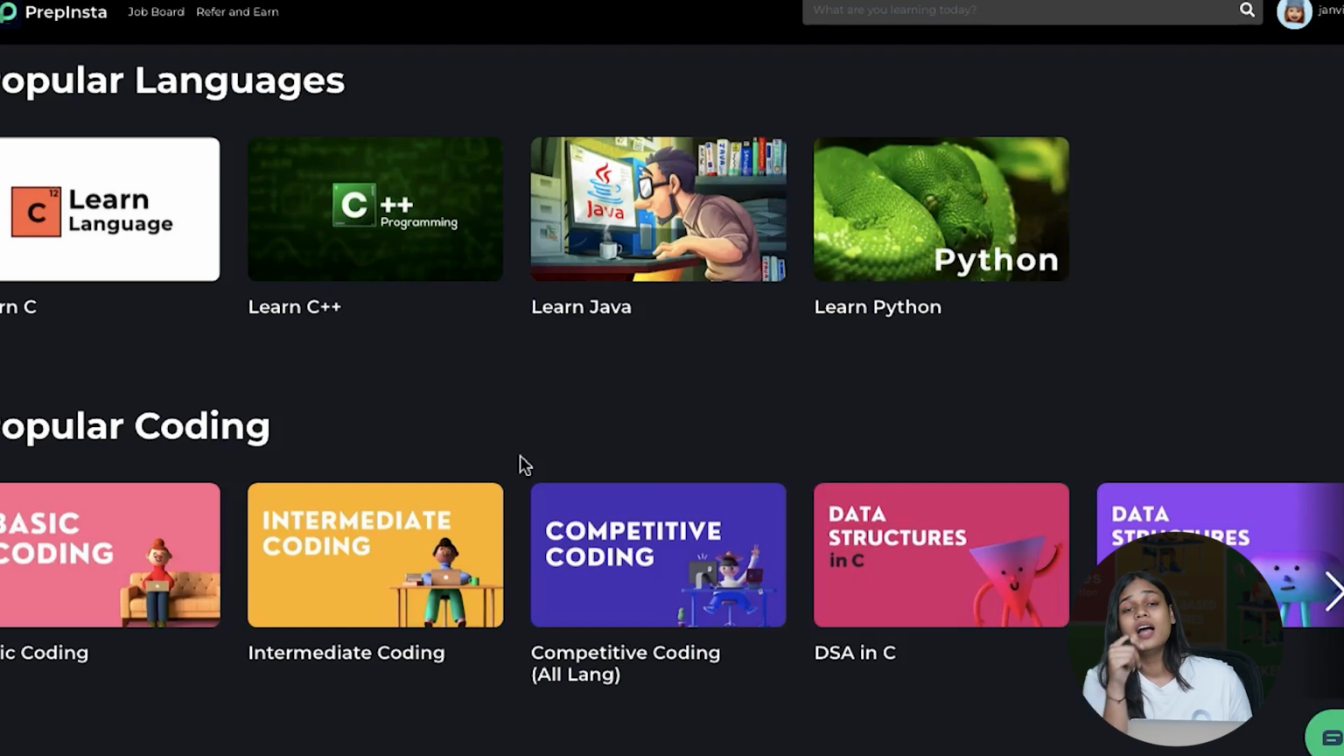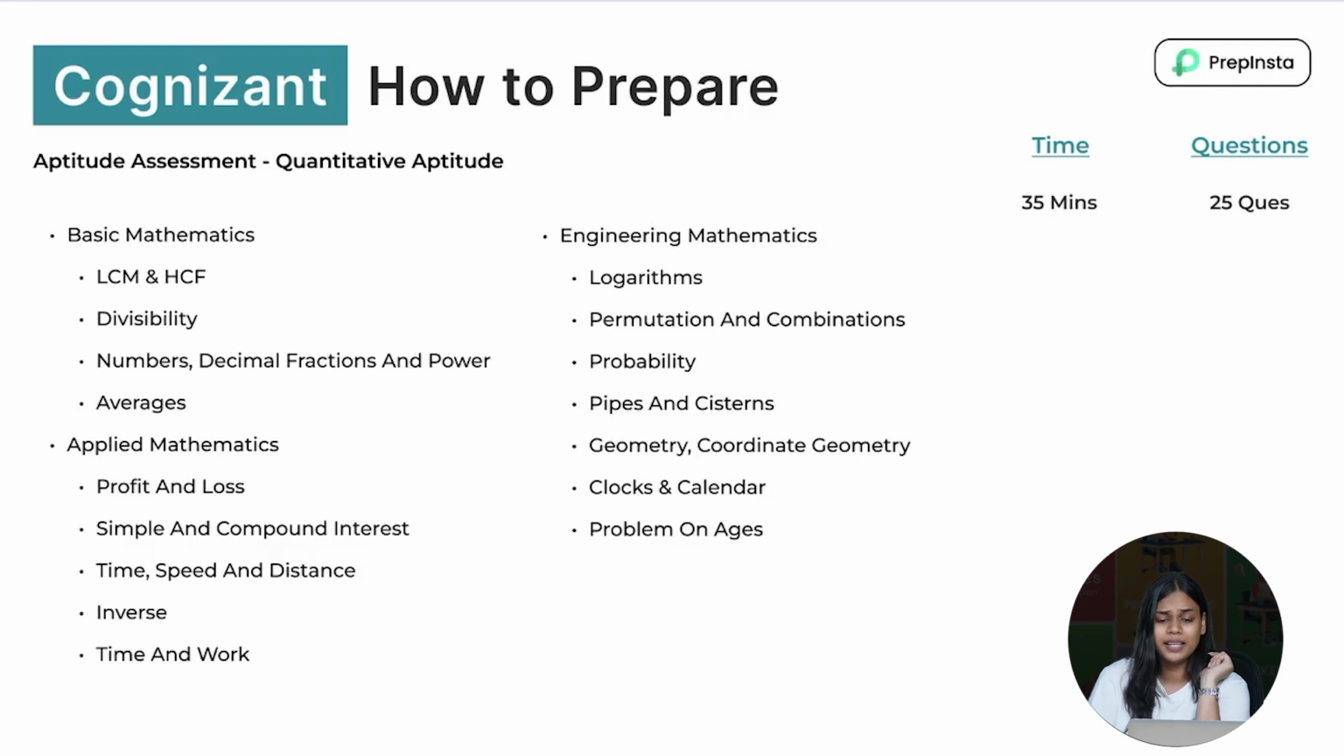Sorry, the next profile, competitive coding is for you. For the pro profile, intermediate coding will work. But for the Gen Z profile, basic to intermediate coding is important. Also, DSA holds a very important role here. I'll be telling you why.